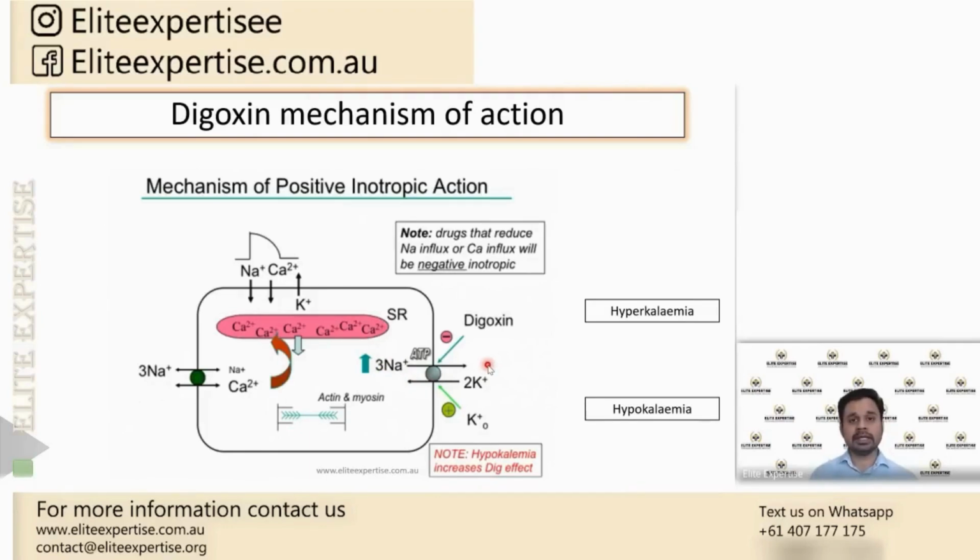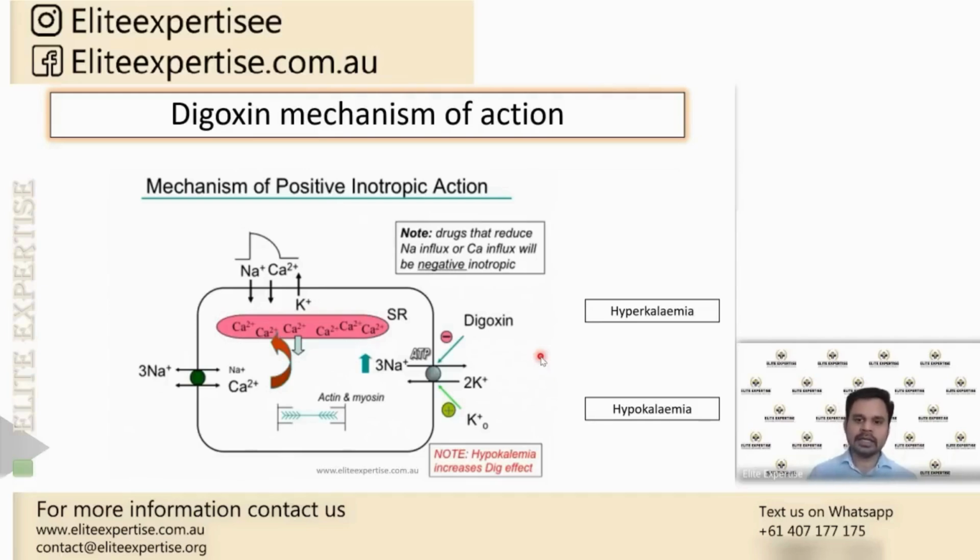But on the other hand, if potassium concentration is higher, in case of hyperkalemia, potassium will fight with digoxin. And as we know that potassium levels are higher, potassium will win. So it will bind with the pump, potassium will get influxed and sodium will come out. It means that in case of hyperkalemia, the digoxin's therapeutic effect will decrease.